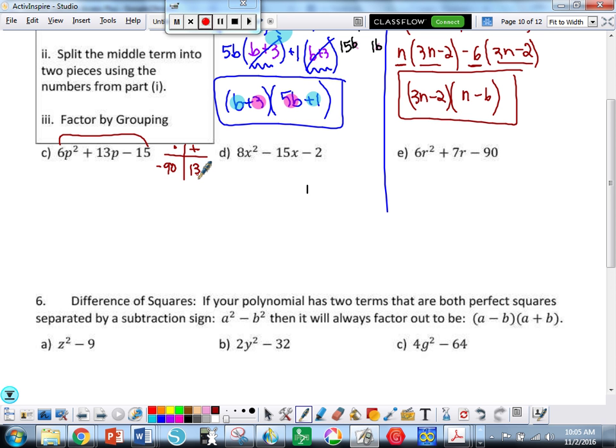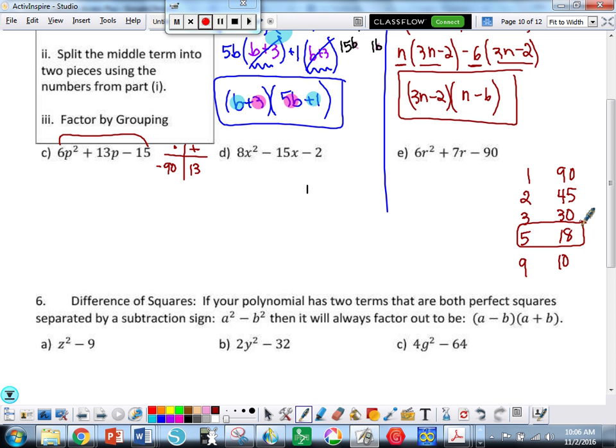Now negative 90 is harder, right? The bigger the number, the harder it's going to be. So if you need to, just start listing and always start with 1 and 90. Very rarely is it going to be 1 and 90. But by starting with 1 and just continuing up, eventually you'll get all of the factors here, and then you'll be able to find one of them that will work. So 2 and 45, 3 and 30, 4 does not work, 5 and 18. Anything else? 9 and 10. You can stop once you find it. You don't have to list all of them. Which one of those would give you a 13?